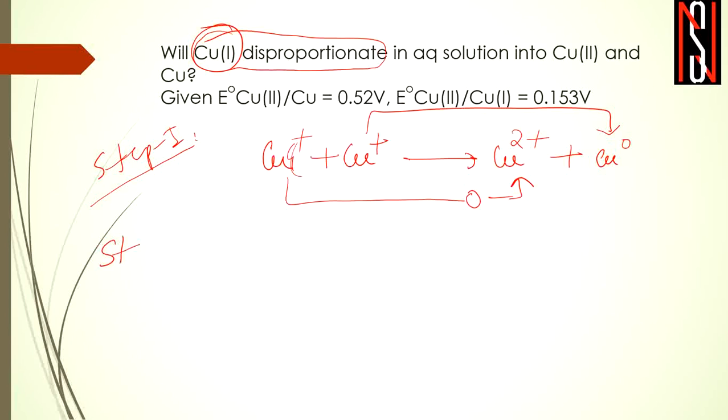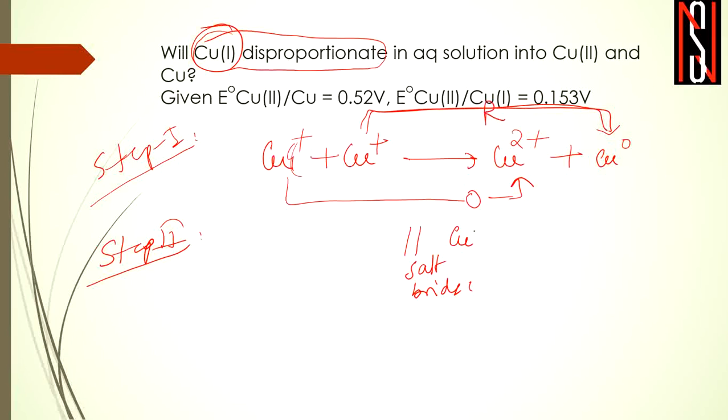So now we should have step 2, that is the electrochemical reaction. So basically in the middle there will be a salt bridge. On the right hand side there will be the cathode, which is having the reduction process. So on the right hand side, the reduction is Cu+ to Cu0, right?